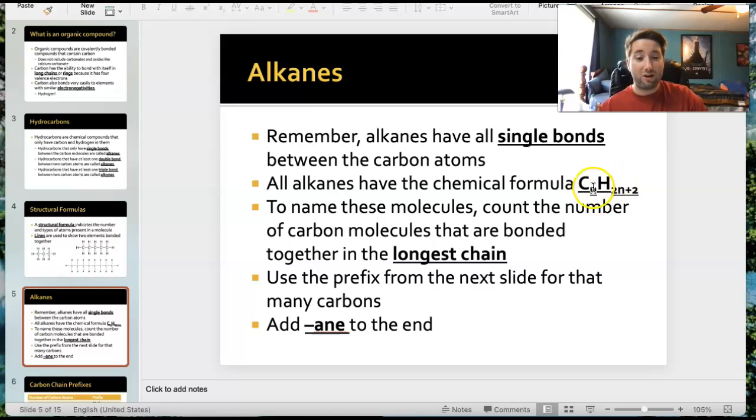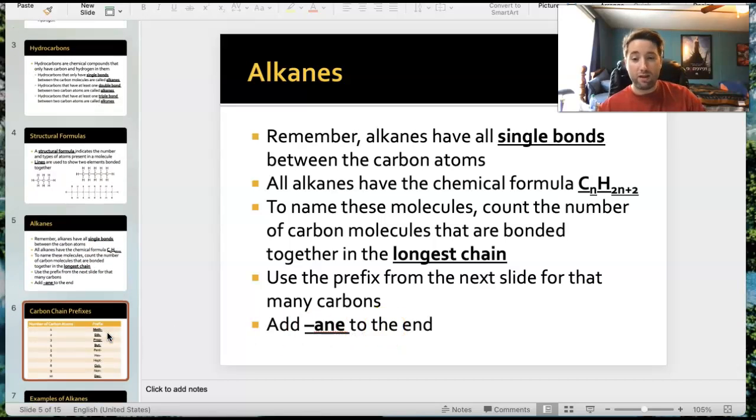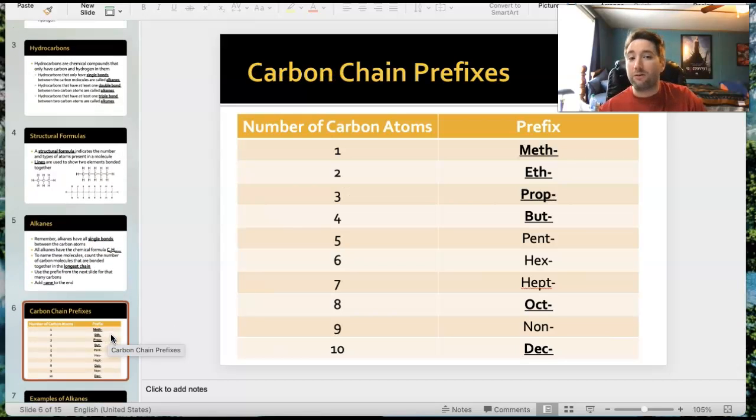All right, so let's say that this number is 2. C2, and then we want to figure out how many H's it should have. H is 2 times 2 plus 2, so 2 times 2 is 4, plus 2 is 6. So the correct chemical formula for this one would be C2H6. To name these carbon molecules that have single bonds, you're just going to find the longest chain, and you're going to use the prefix from the next slide and add ANE to the ending. So let me show you what these carbon chain prefixes are.